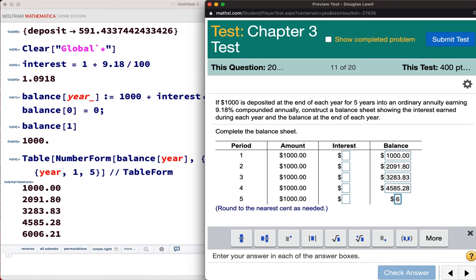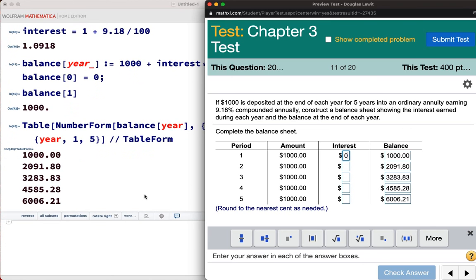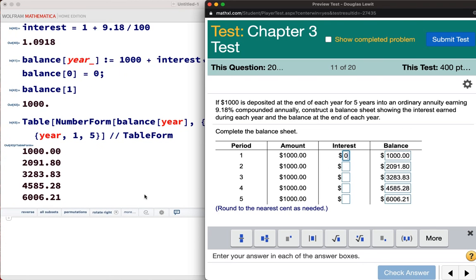$4,585.28. $6,006.21. Now we have to figure out the interest, okay, the interest for each year. So this is going to be a little bit tricky. Initially, your interest is going to be 0. I'm trying to think of the best formula to figure that out. For that part, let me see here.